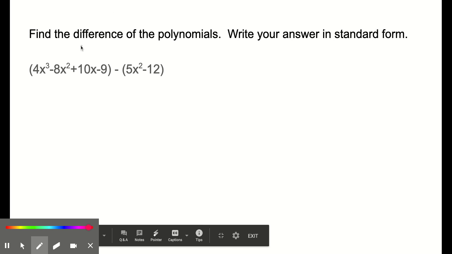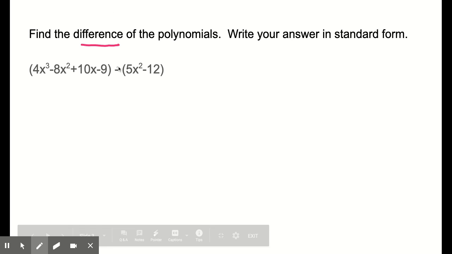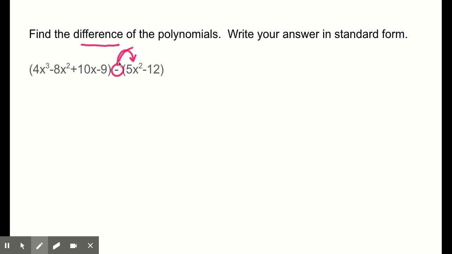Keep in mind that we're finding the difference of the polynomials, which means we're subtracting. And the most important thing for this one here is to make sure that we distribute that negative into the parentheses. So I'm going to take this first polynomial and make sure that it's in standard form. Remember, standard form is where you list your terms in order from the highest degree to the lowest degree. And the lowest degree term here is the constant because it does not have a variable. So we have 4x cubed minus 8x squared plus 10x minus 9.